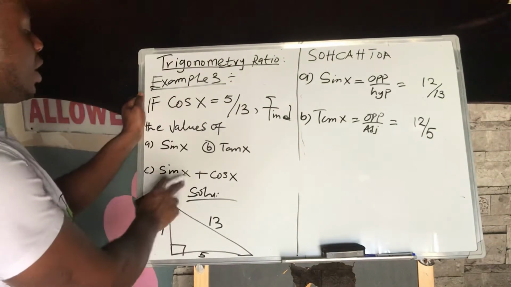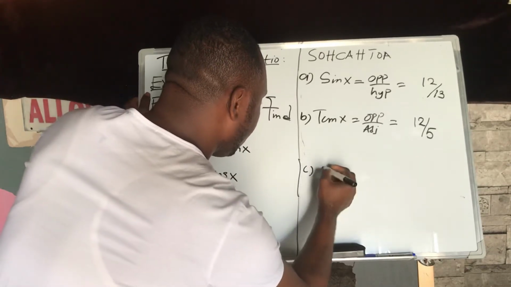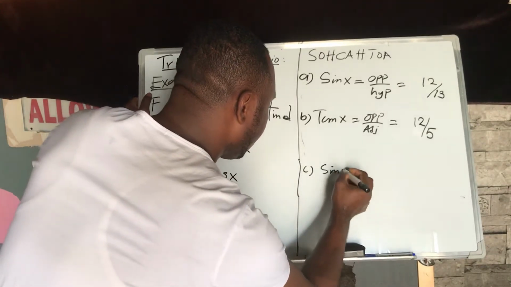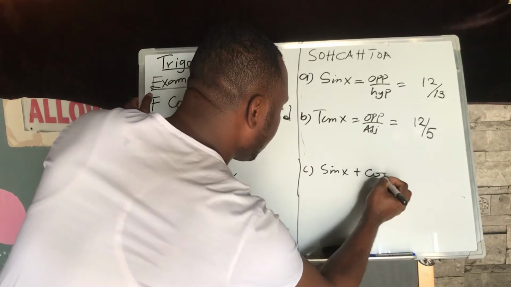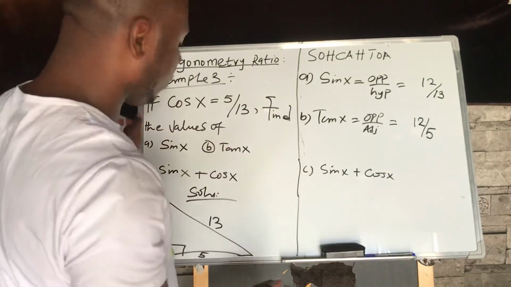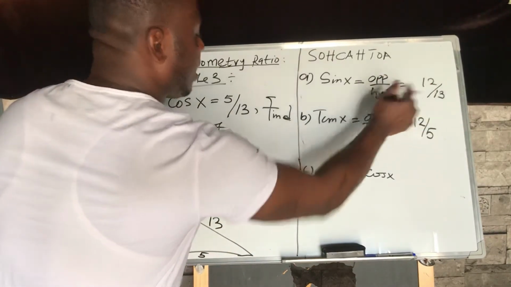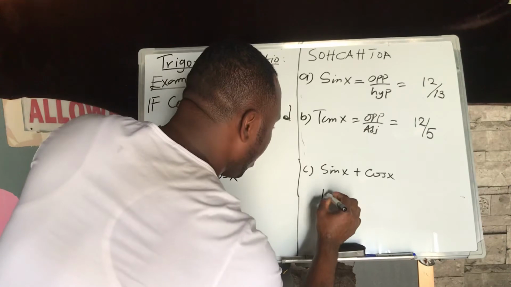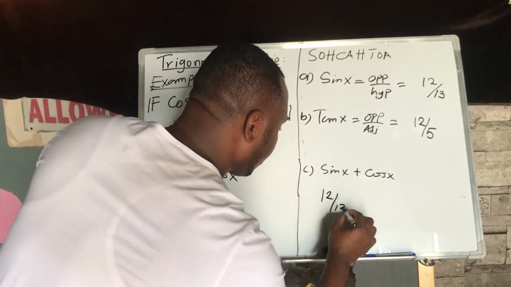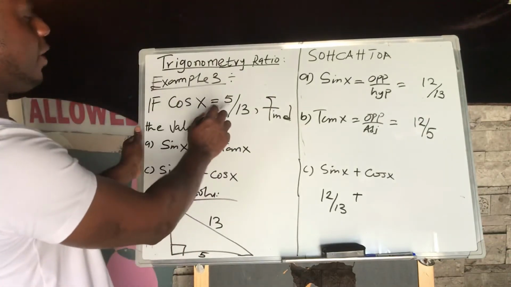And c, what is sin x plus cos x? Sin x is what? 12 over 13, plus cos x, which is what? 5 over 13.